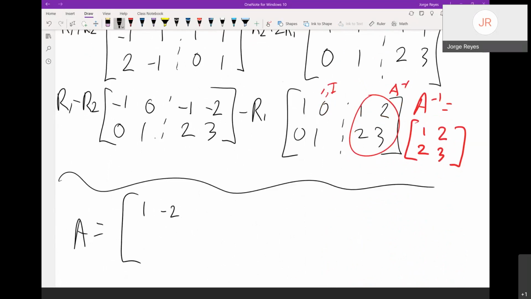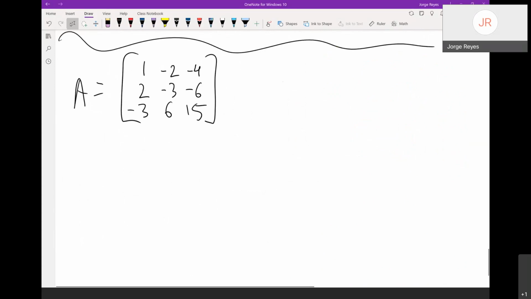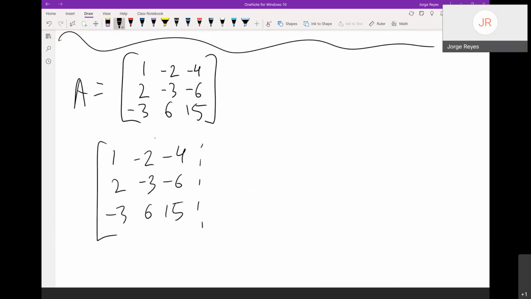So here I have A is equal to 1, -2, -4, 2, -3, -6, -3, 6, 15. Okay, so I have a 3 by 3. Let's find its inverse. So 1, -2, -4, 2, -3, -6, -3, 6, 15. And then on the other side, we're going to put the identity matrix.